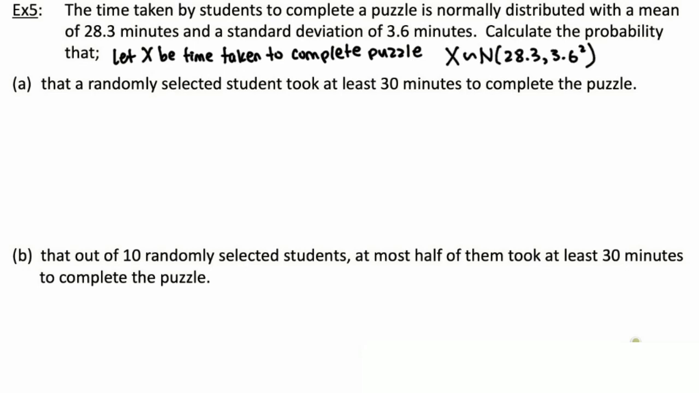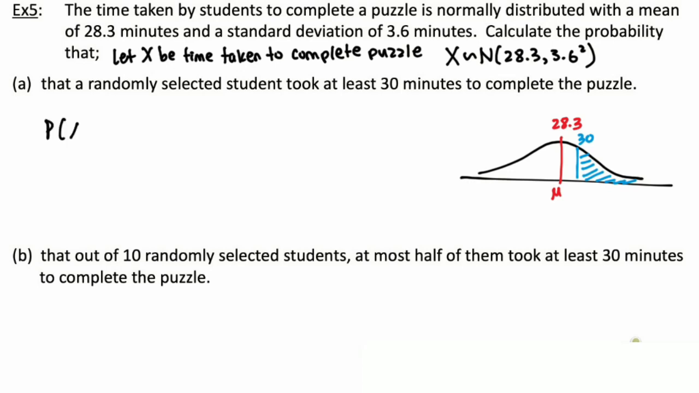All right, so we know that x from part 1 is normally distributed with a mean of 28.3 and a standard deviation of 3.6, written as a variance of 3.6 squared. Here's a sketch of what our distribution looks like. We want to figure out the probability that a randomly selected student took at least 30 minutes to complete the puzzle. That means 30 or more. So we're looking at everything to the right of 30.